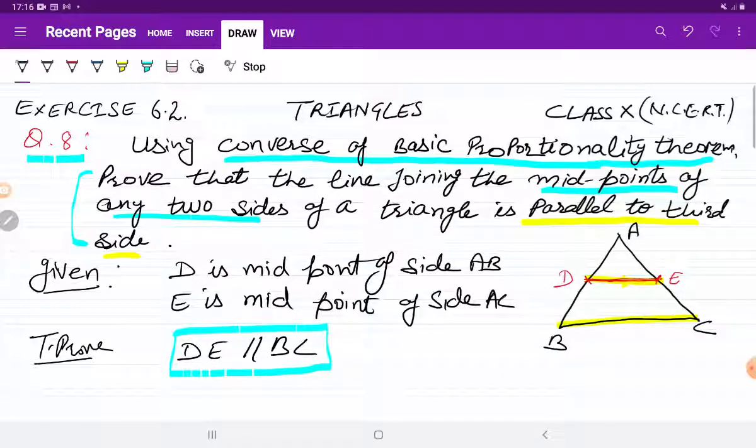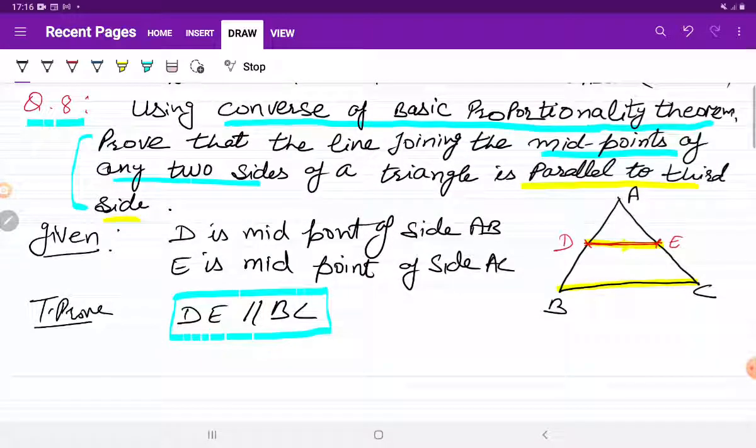Okay. So here we'll use the converse of the basic proportionality theorem. अभी converse क्या है? You should know all the statements of all theorems in the triangle chapter, right? So what is the converse of the basic proportionality theorem? If a line divides two sides of a triangle in the same ratio, then that line will be parallel to the third side. Got it?